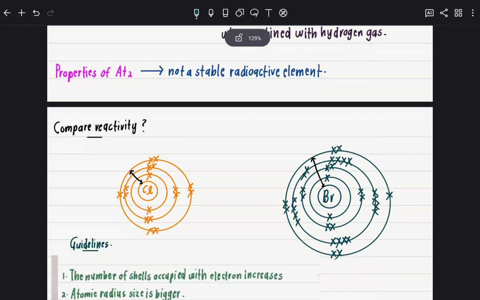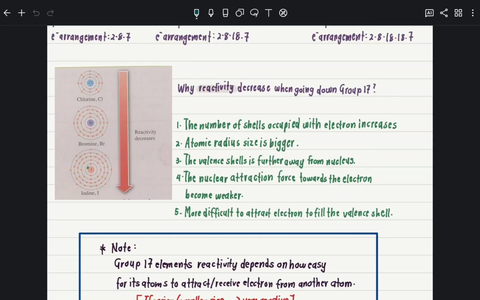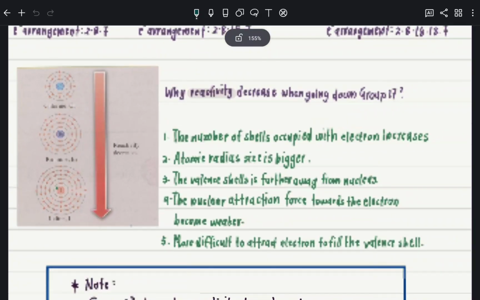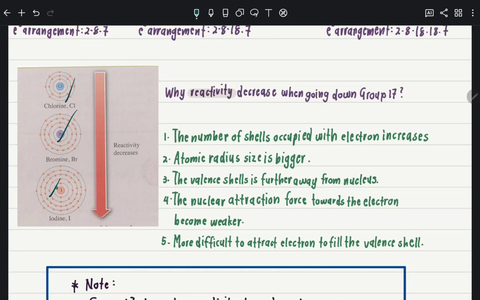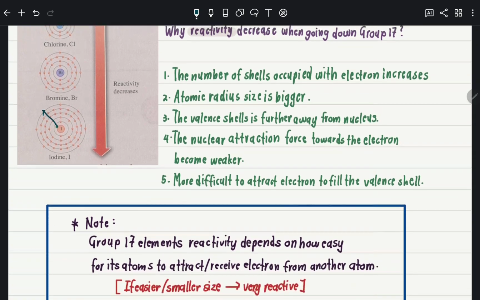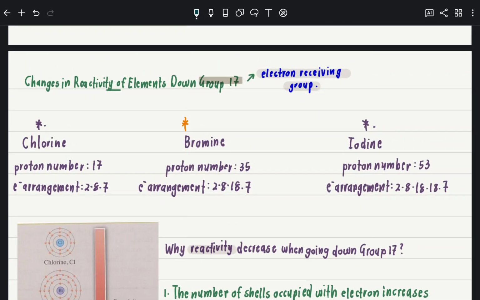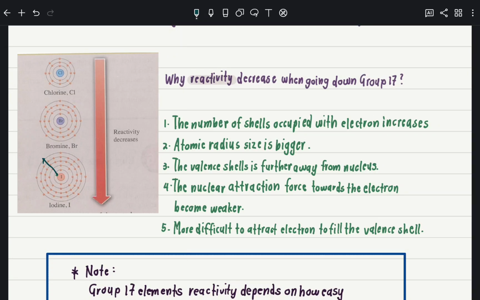So now quickly, from what you learned in this example, I ask you, who would find it very hard to fill the valence shell from these three? For sure iodine, because why? Iodine atomic size is big. So you see the atomic radius, the nucleus and valence shell are very far. So do you think it is easy to attract electron or hard? Hard. So when it's hard, its reactivity increases or decreases? Remember, this group must receive electron. If they receive electron easier, they are very reactive. If it's very hard for them to receive electron, they are not reactive. So for sure this one is not reactive.